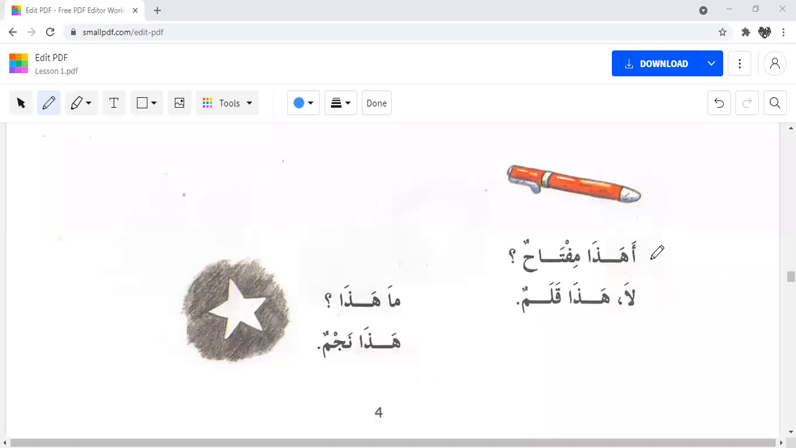أهذا مفتاح لا هذا قلم. Could you please translate it? Yes, ma'am. Is this a key? No, this is a pen. Okay, very good. Thank you.